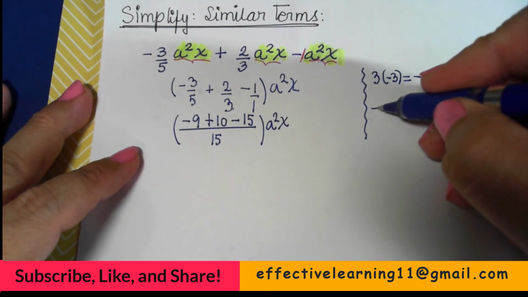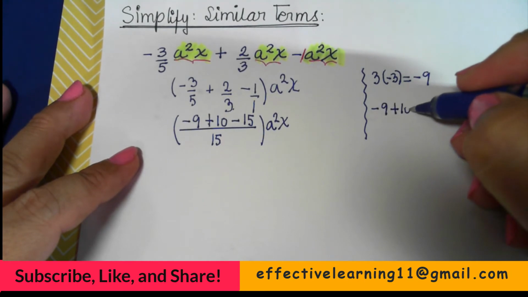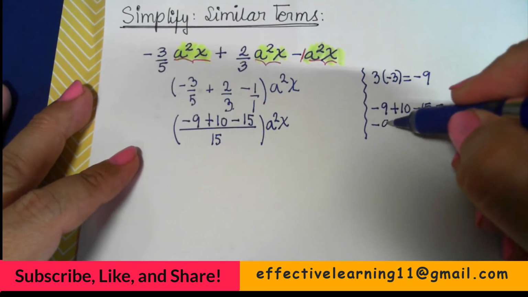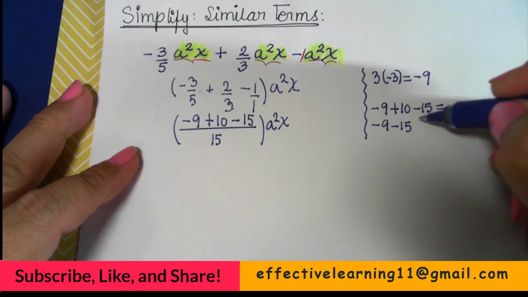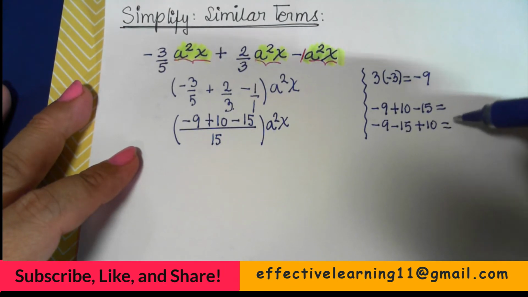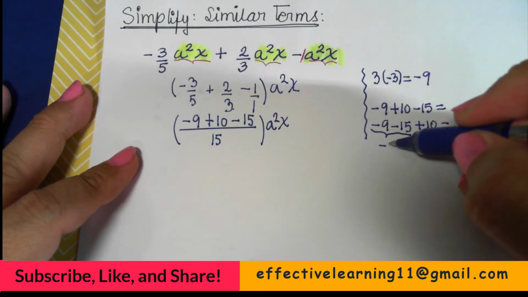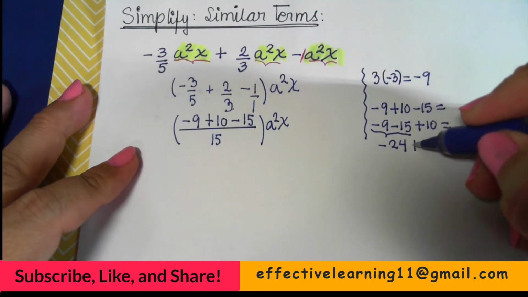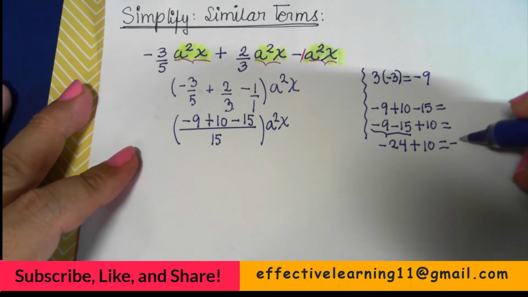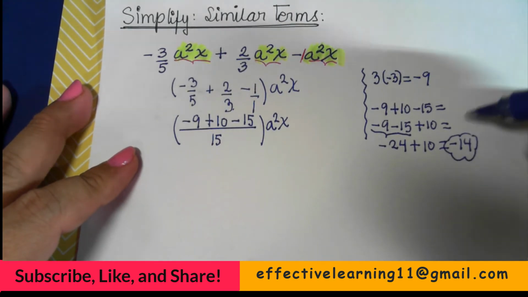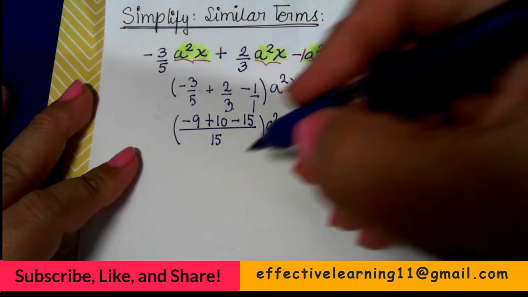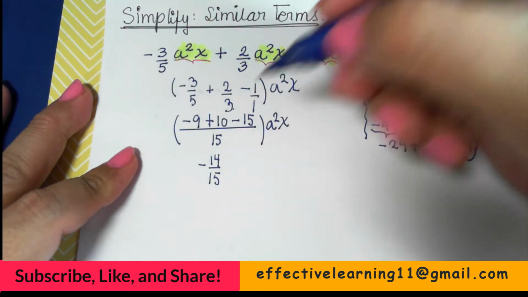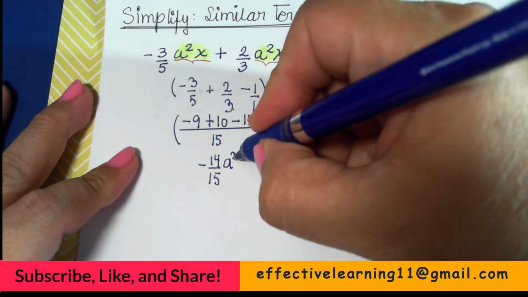Now we have to operate negative 9 plus 10 minus 15. The easiest way is to operate negative 9 and negative 15 first, and after plus 10. So negative 9 and negative 15 is negative 24. You have to add because they are negatives. Negative 24 plus 10 is equal to negative 14. So this is the solution. So here we have to write down negative 14 over this number 15, the denominator, a squared x.